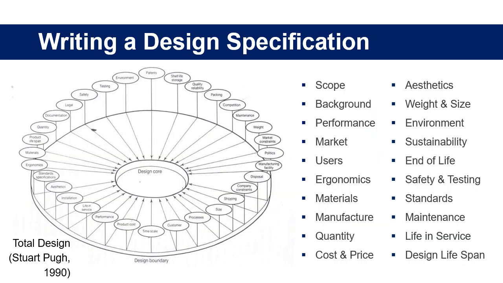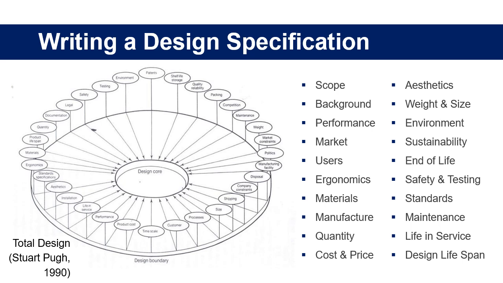So I've got a diagram there which was created by a gentleman called Stuart Pugh, who wrote a very famous book called Total Design. And essentially he said that in your design specification there should be, or there could be, 35 different sections, 35 different areas that you should consider when you're coming up with your solution, your design solution. Now, it's very likely that you won't require all 35 of those sections in your design specification.